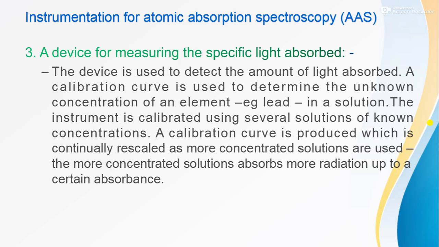3. A device for measuring the specific light absorbed. The device is used to detect the amount of light absorbed. A calibration curve is used to determine the unknown concentration of an element, e.g. lead in a solution. The instrument is calibrated using several solutions of known concentrations. A calibration curve is produced which is continually rescaled as more concentrated solutions are used. The more concentrated solutions absorb more radiation up to a certain absorbance.